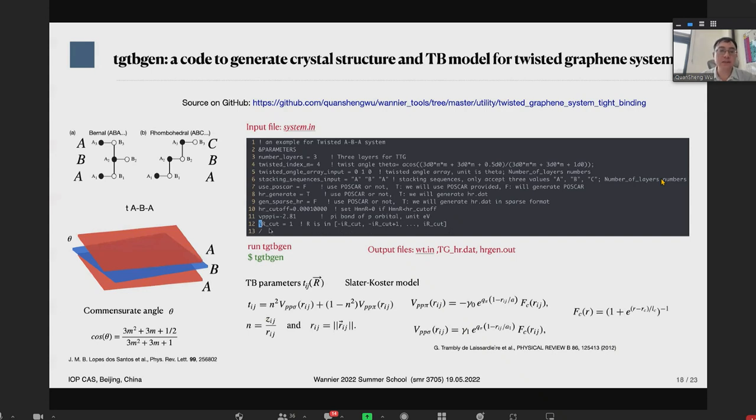the R points, because if the twist index M is larger than 1, you can always set it to 1, because the unit cell is very large, so there's no hopping between the home unit cell and the next. Okay, it's just essentially 1. But if the twist index is 0, then there are only 2 atoms in the home unit cell, so this R cut should be 8 so that you can cover all the longer hoppings. Okay. And the tight-binding hoppings are adapted from this paper, and we use the Slater-Koster model.